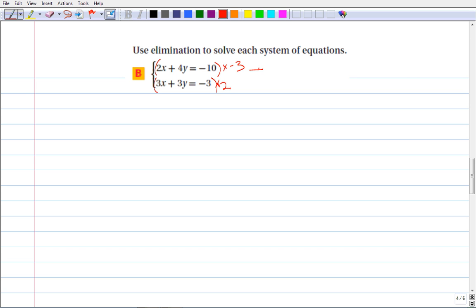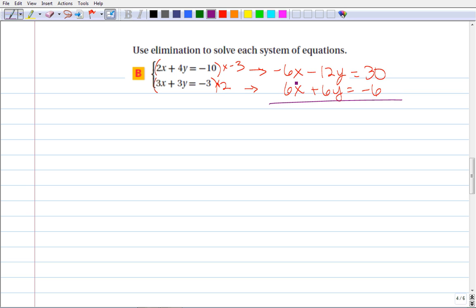Okay, so -3 times 2, that's -6x. -3 times 4 is -12y. And then -3 times -10 is +30. On the bottom, we're multiplying everything by 2. We get 6x, and then plus 6y equals -6.